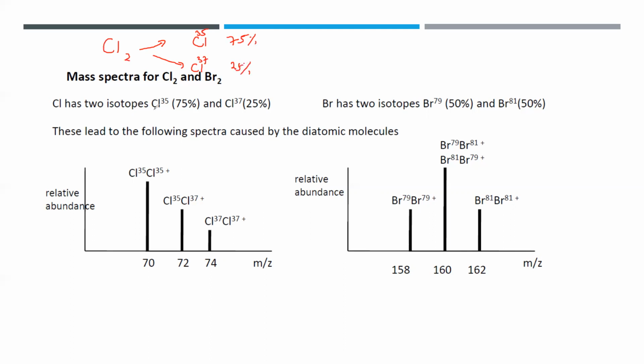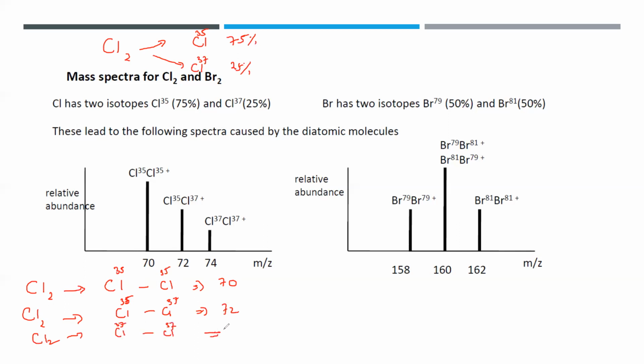So what will be the mass spectrum of Cl2? How do you work it out, because you have Cl2. What is the possibility that in Cl2 the two chlorine atoms present are both 35? If both of them are 35, then where will you get a peak? 35 plus 35, you will get a peak at 70. Maybe of the two chlorine atoms, one of them is 35 and the other one is 37. So where will you get a peak? You will get a peak at 72. And maybe both of the chlorine atoms are 37. So where will you get a peak? You will get a peak at 74.